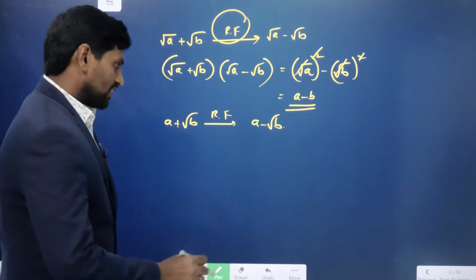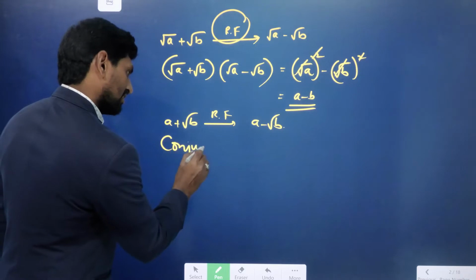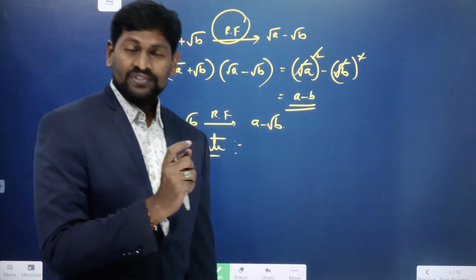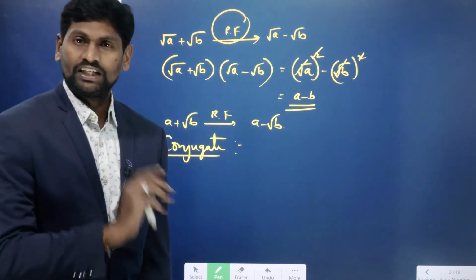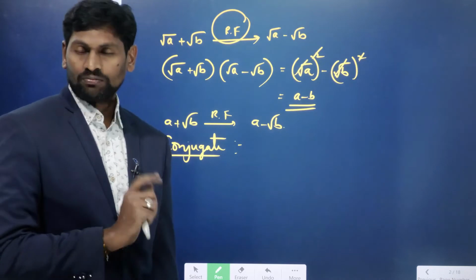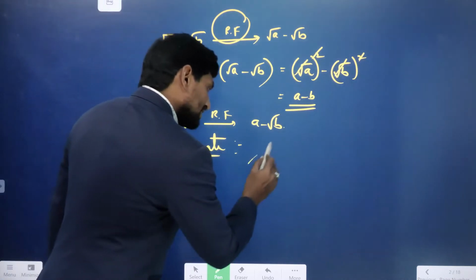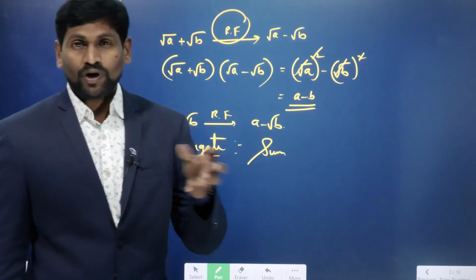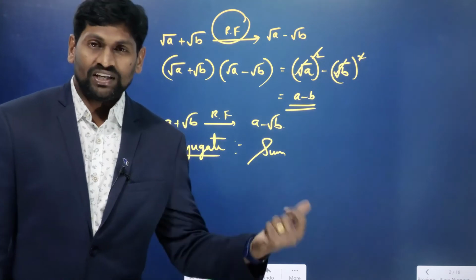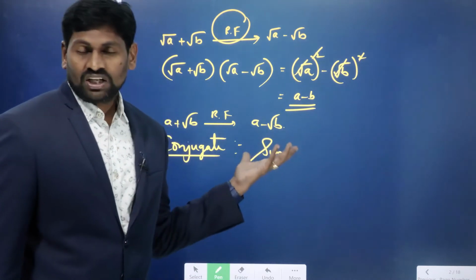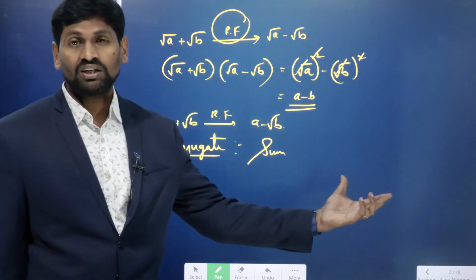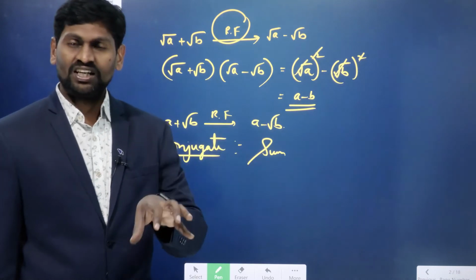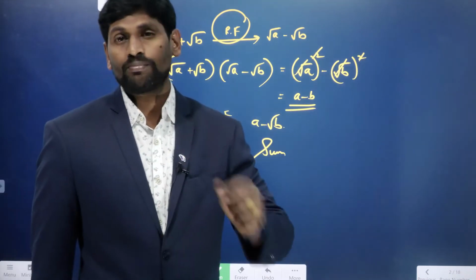But conjugate surds means when you add or subtract or multiply, the sum of two surds or the product of two surds becomes a rational number. We can say that two irrational numbers, or two surds, are called conjugate surds. That means the sum of two surds becomes rational, and in the same way, the product of two surds also becomes rational.